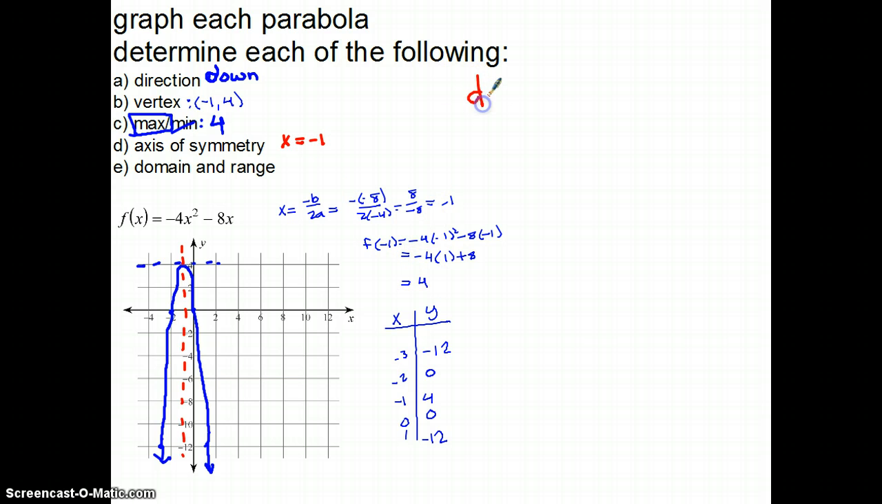Your domain is all possible x values. From left to right, there are no limits to the x values. It continues going down to the left and down to the right forever, giving you a domain of all real numbers. Your range, however, is limited. Going up and down on the graph, we see that the graph may go down forever, but going upwards, it stops at +4. So your y values must be smaller than that +4. So your range is y must be less than or equal to +4. And that is part E.